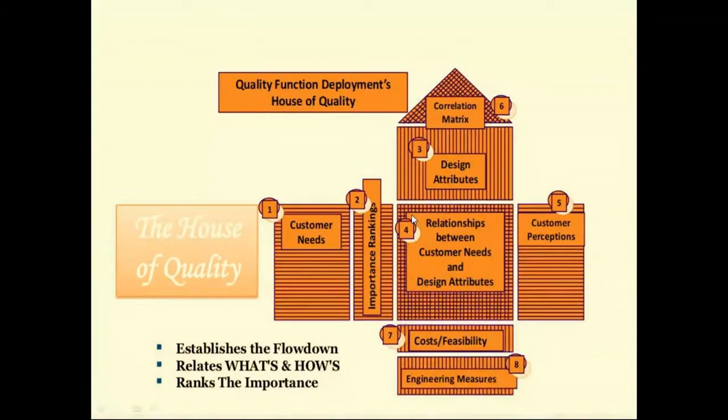So both the things, that is the 7th step, will give you the engineering measures. So how much the technical characteristics are relatively important, here also the importance ratings will be calculated, and then the absolute weight also will be calculated, and it can also be represented in the percentage form.